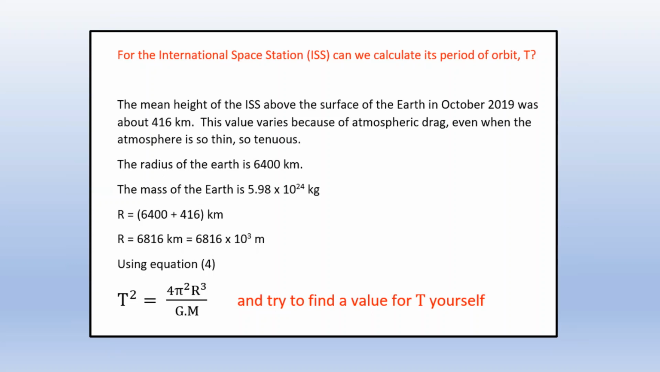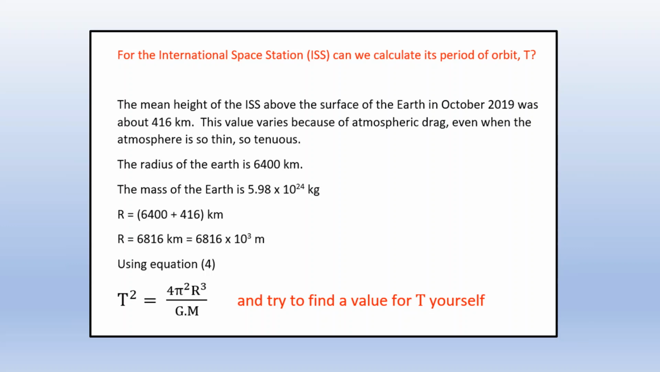The International Space Station, the ISS, can we calculate its period of orbit, T? Well, can we do it? Yes, we can, in the immortal words of Bob the Builder. The mean height of the ISS above the surface of the Earth in October 2019 was about 416 kilometers. And yes, this value varies because of atmospheric drag.